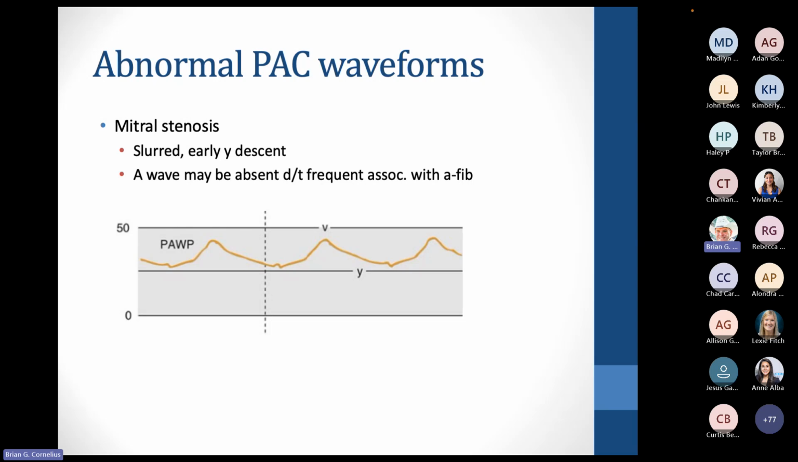If you have stenosis in the mitral valve, you may notice that there's an early Y descent that may, I would say, smudge together. A lot of times patients with mitral valve issues will have atrial arrhythmias. So you may notice that they're in AFib, and as a result of that, you may not have an A wave at all. So just be mindful of that in those patients.